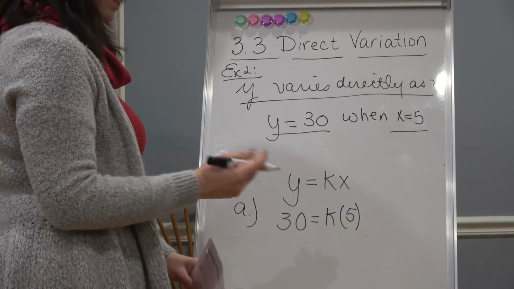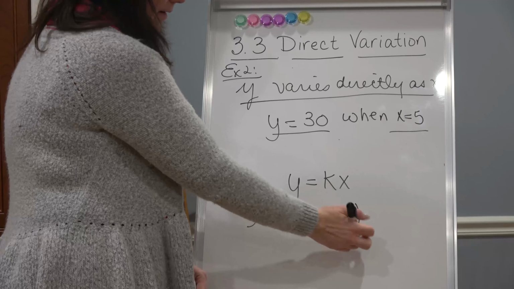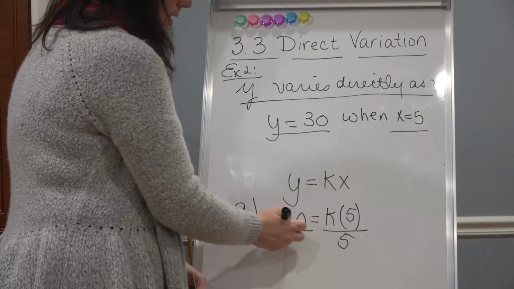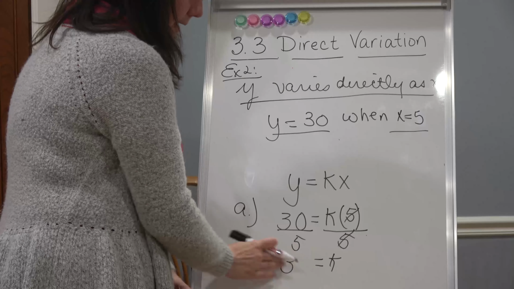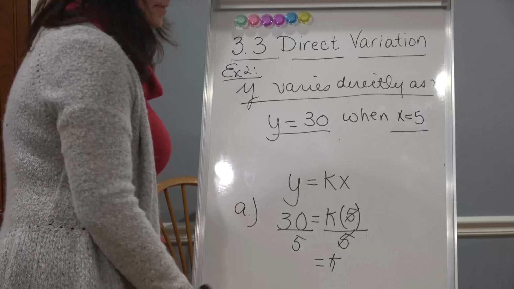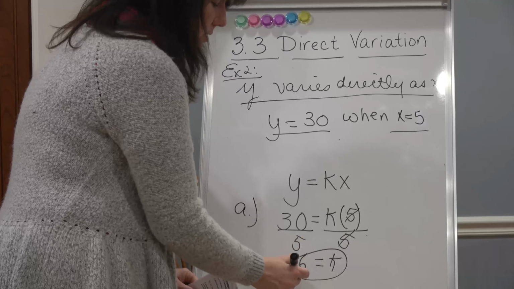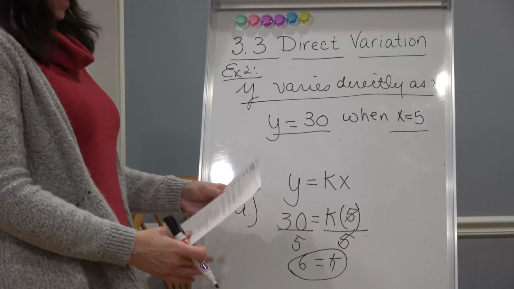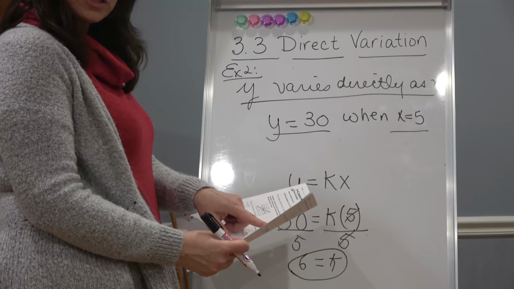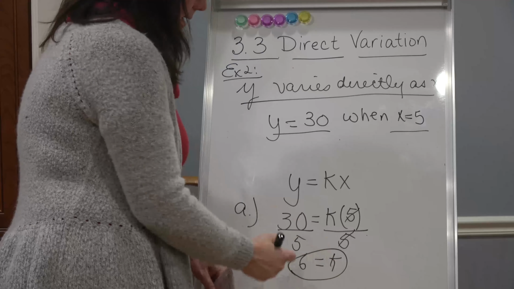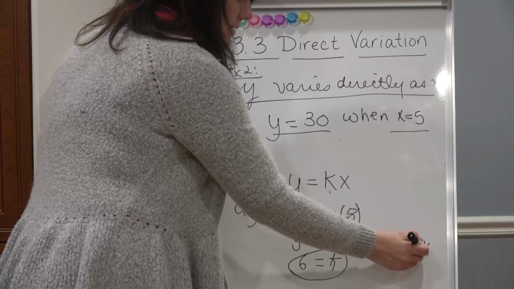Okay. So, we can certainly solve there for k, right? We can take 5 and divide by 5 on both sides so that we get k by itself. So now we have 30 divided by 5 is 6. So we've got k equals 6. And now we need to go back and say, what do they want again? Write a direct variation equation. So we take the k, and we just substitute it back in. So the equation is y equals 6x.